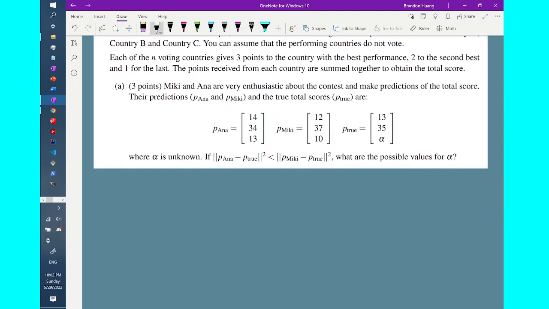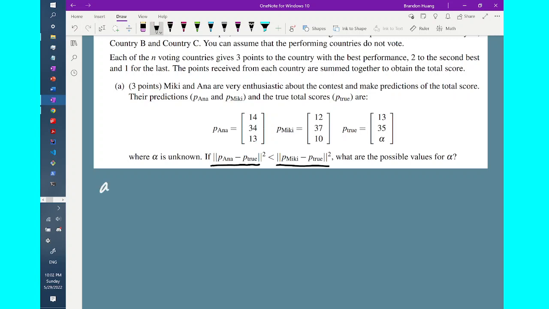So if we want the magnitude of error of Anna's prediction and the magnitude of error of Mickey's prediction to fit this inequality, such that the error from Professor Anna is less than the error from Professor Mickey, what are the possible values for this unknown component, which we denote as the Greek letter alpha?